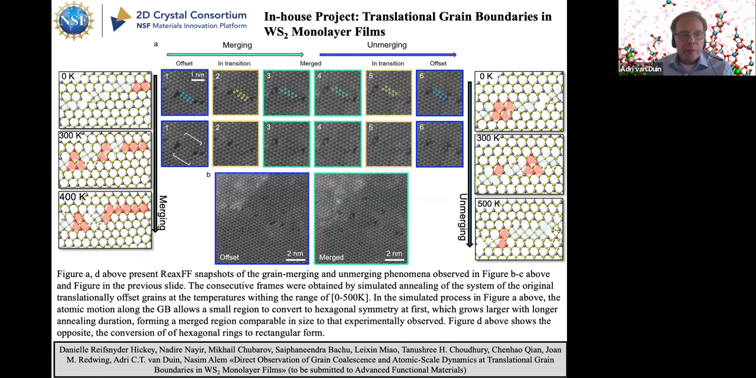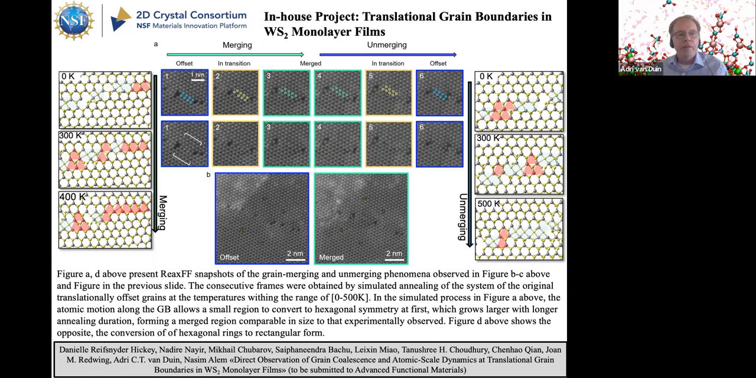Another area is a collaboration with Daniel Reifsneider and the group. As you saw in the earlier movie, one thing that works quite well at the ReaxFF level is the migration of grain boundaries. There, the unique experimental capabilities at Penn State allow us to do an almost side-by-side comparison of surface microscopy and reactive force field simulations, where we can see how, for example, grain boundaries interact with each other, how they merge, and how individual defects might move around and join a grain boundary.